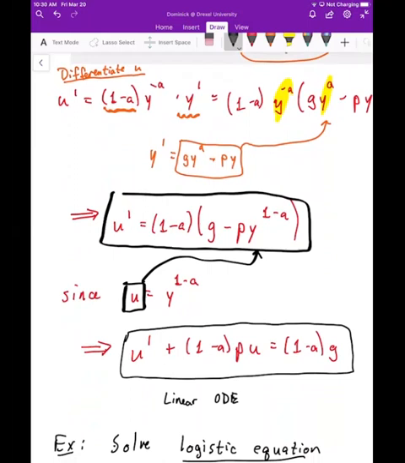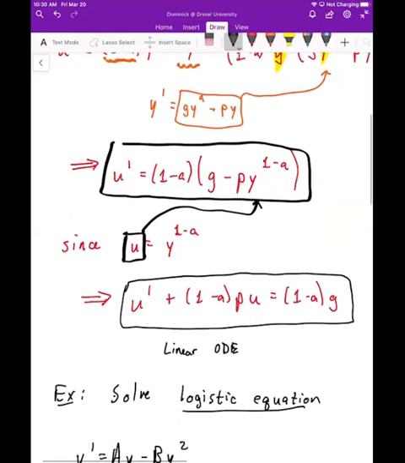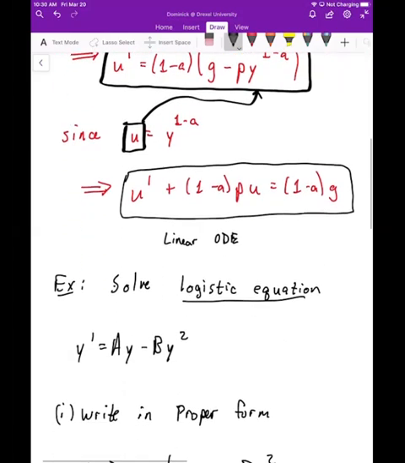Right. So now, given a specific type of nonlinear ODE, we now know a method that's going to allow us to convert this to something that is linear. And of course, that's something that we know how to solve, right? So let's look at an example. What we're going to do is solve the logistic equation, which on its own, of course, is nonlinear, right? Because you have that y squared term.